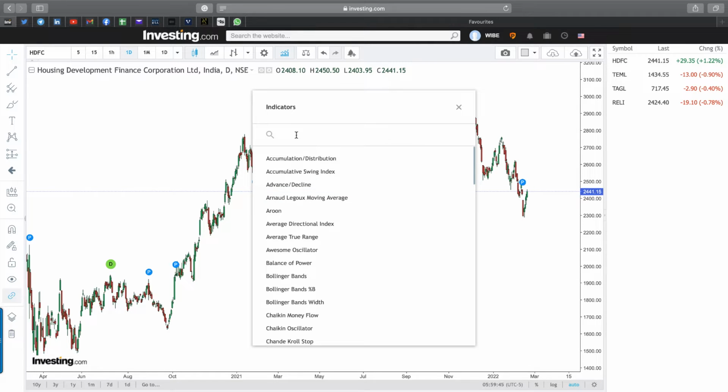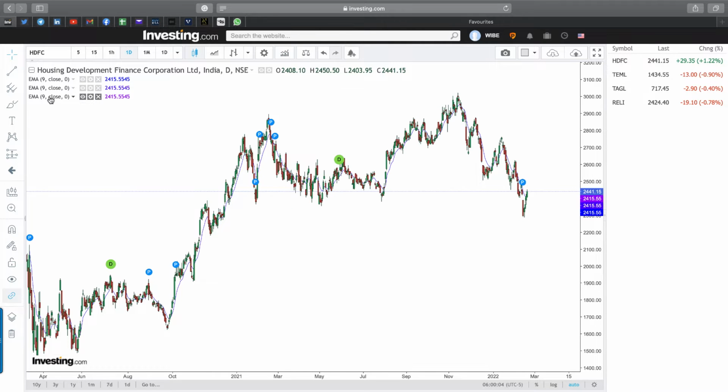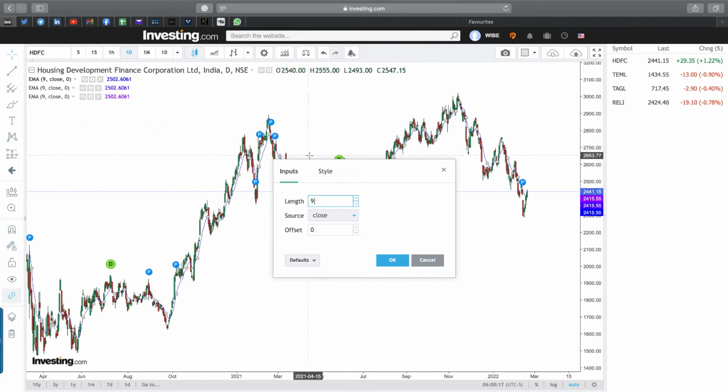One major technical indicator is the moving average, so let's type it, and we are going to use moving average exponential, or in simple terms, the exponential moving average. Click once, click twice, click thrice, and you get three here. The default comes as a 9-day moving average, which is nothing but the last 9 days, with more weightage given to the latest days. So I'm going to click the gear icon here and change it to a 20-day moving average.